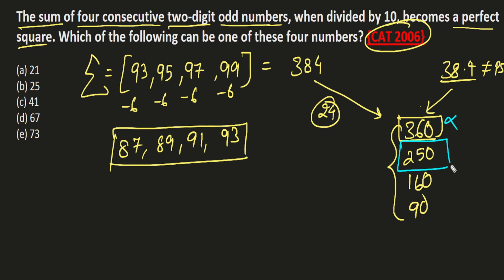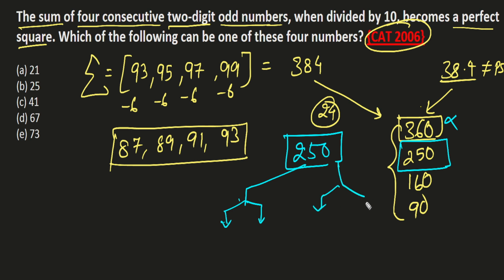Let's see for 250. The idea is I have to split 250 into four odd two-digit numbers, the summation of which is 250. If you're a little careful, you will realize 250 is not divisible by 4, so it will not be possible to divide it into those four numbers, because obviously we're looking at consecutive two-digit odd numbers.